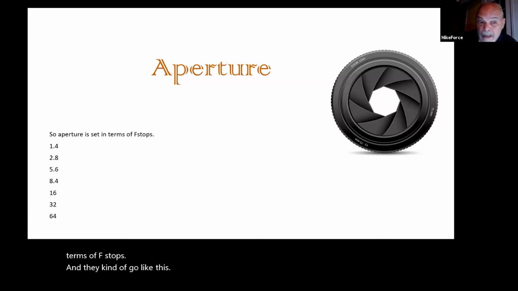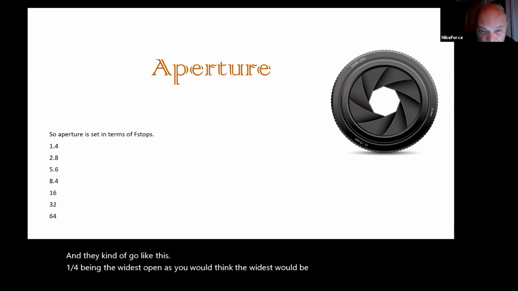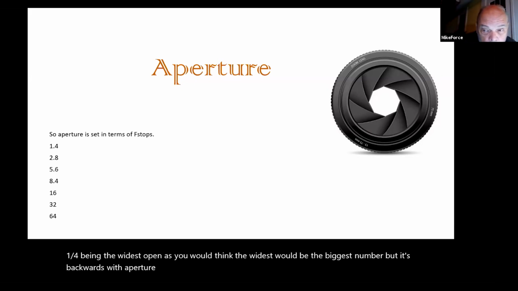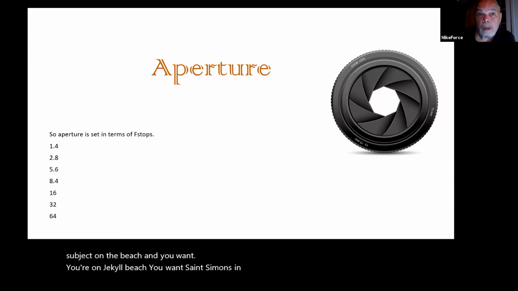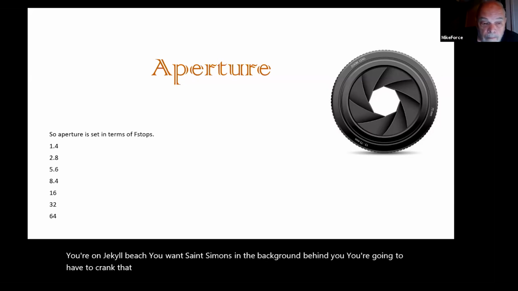1.4 being the widest open. As you would think the widest would be the biggest number, but it's backwards with aperture. The higher the number, the more closed down it is. If you're shooting a subject on the beach at Jekyll Beach, and you want St. Simons in the background behind you, you're going to have to crank that aperture down to about 32 maybe. 32. Yeah. And then you run, of course, into other problems when you do that.